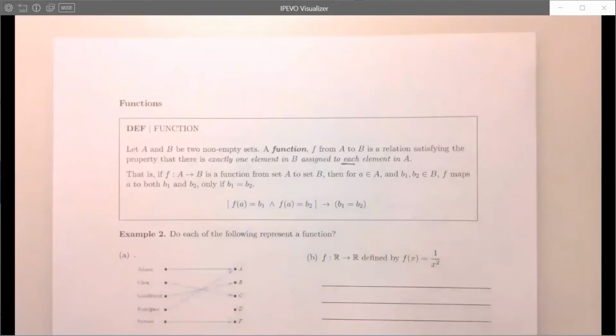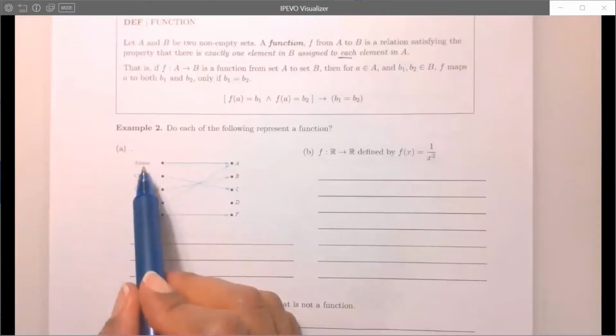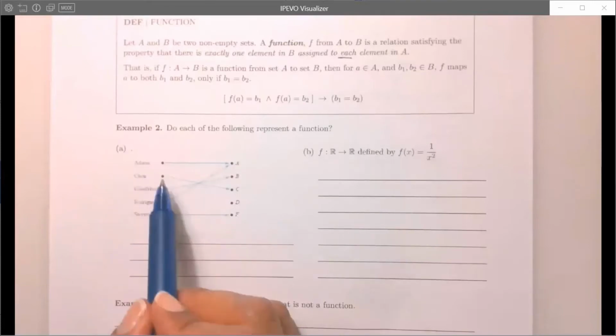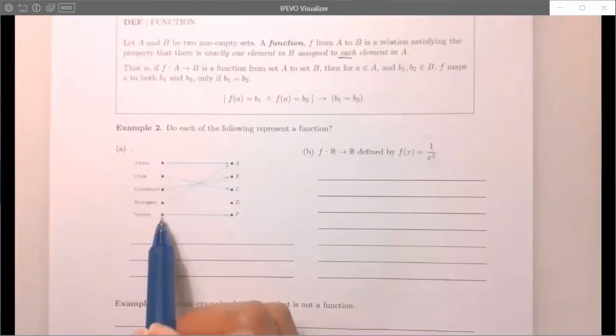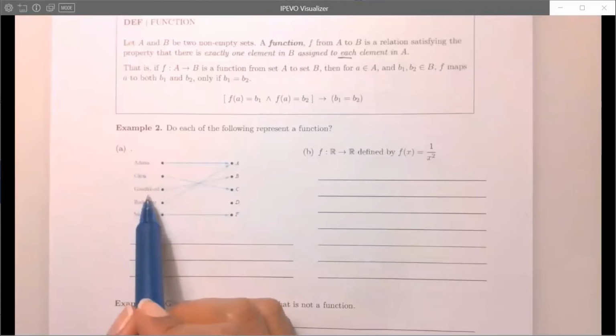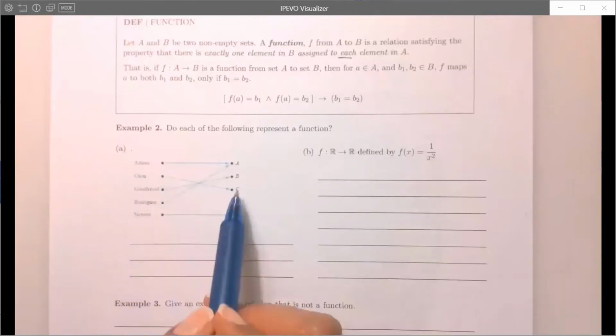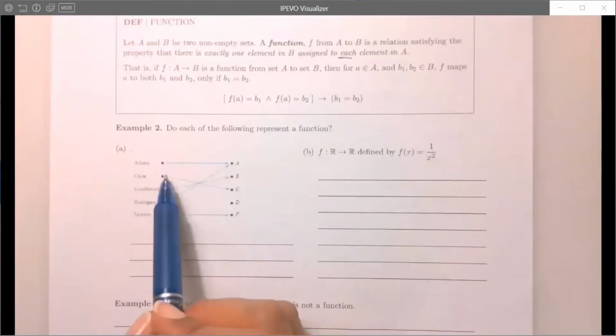And so, for instance, if we take a look at example number 2, it's a little bit hard to read, but we have a diagram representing the function. In this case, we have Adams, Chow, Goodfriend, Rodriguez, and Stevens getting mapped to the letters A, B, C, D, F. So they're asking us if it represents a function.